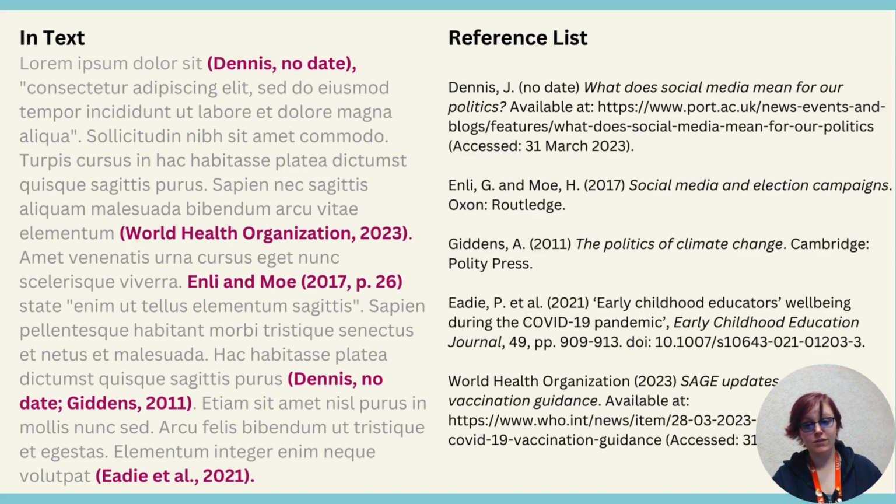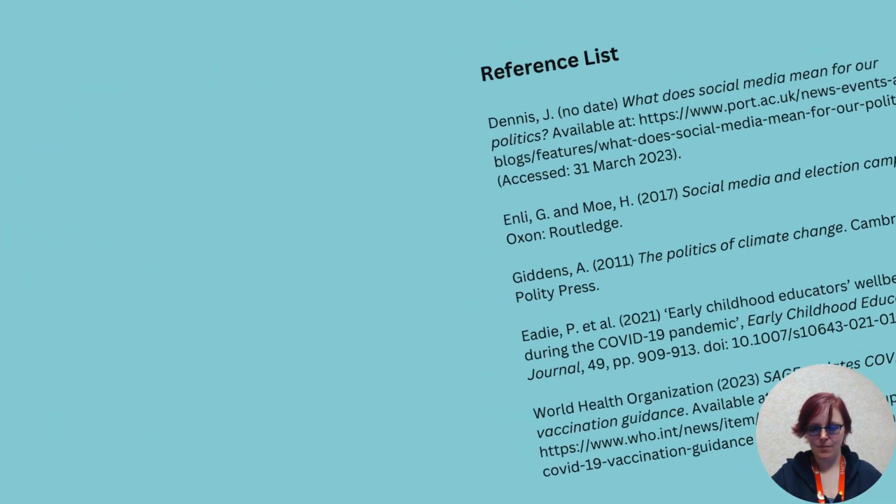If you have a piece of research that has 2 authors, then you need to include the surname of them both. So here we've got an example, Enley and Moe. And if you've got multiple authors, depending on your specific Harvard style, check with your college or university handbook. You can include the term et al. after the first author's surname. It shows that there are more than 3 or 4 others and stands for 'and others'.